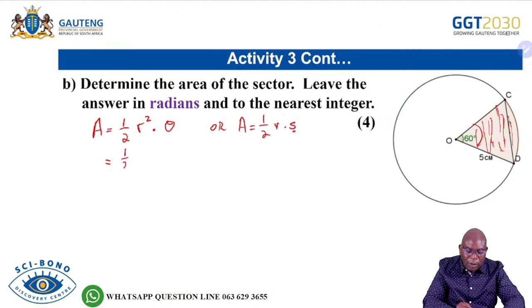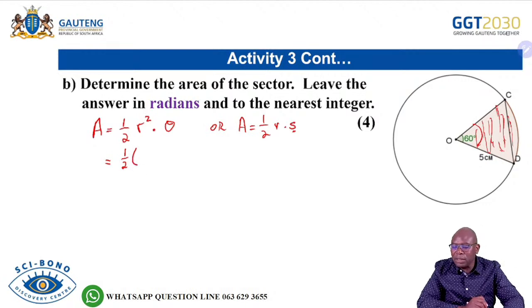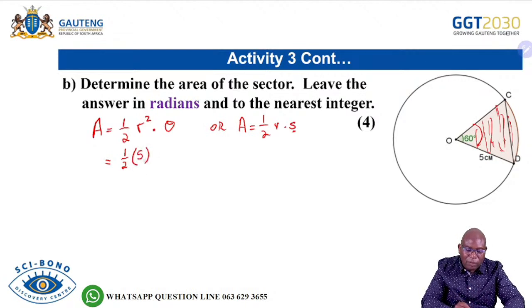So I'm going to have half. What is the radius? The radius is going to be 5. So it's 5 squared multiplied by the angle. The angle is given. Remember, I must change the angle to radians, which is going to be pi over 180 degrees.